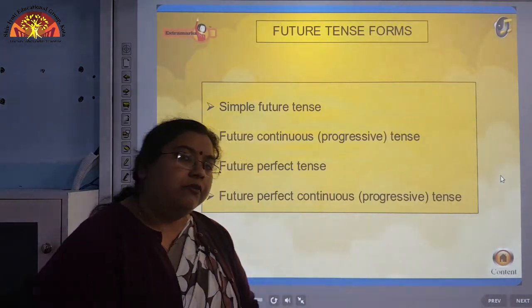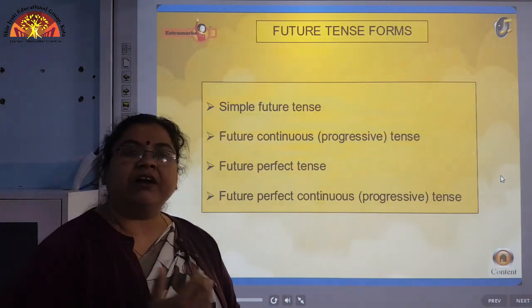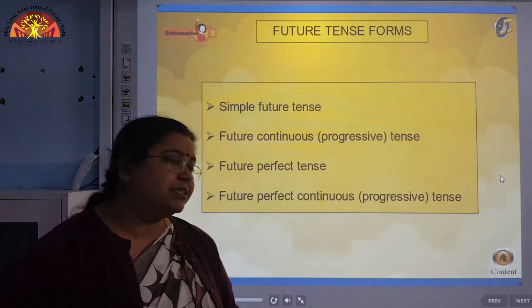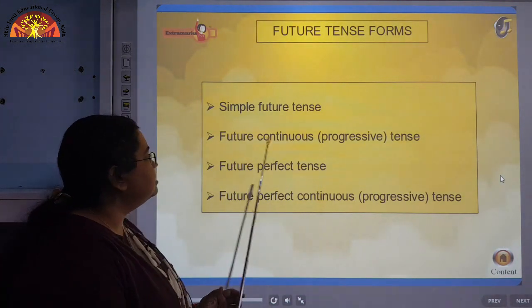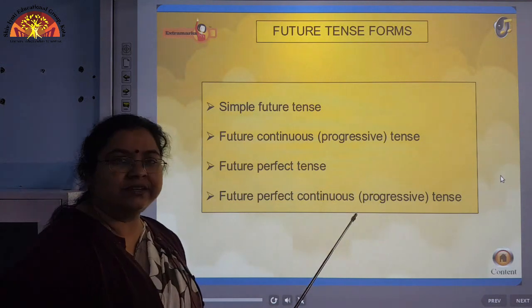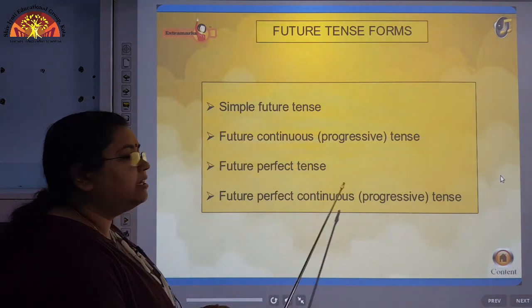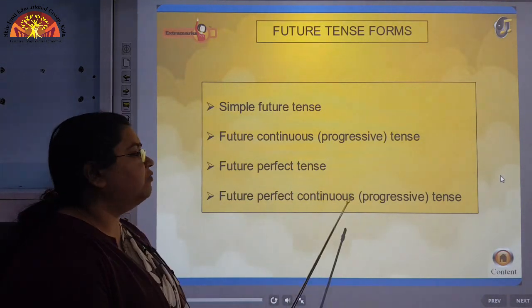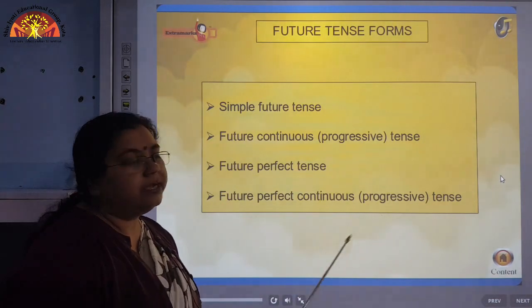Now, in future tense we again have four subtenses: simple future tense, future continuous or progressive tense, future perfect tense, and future perfect continuous or progressive tense.